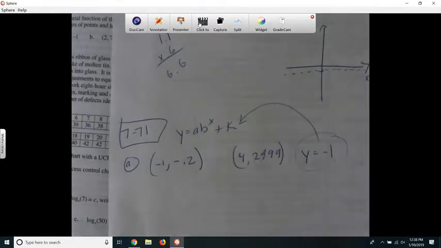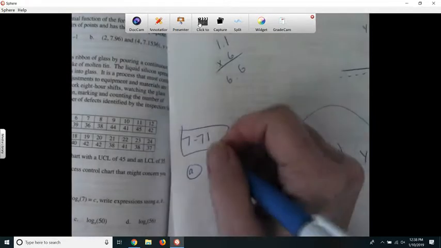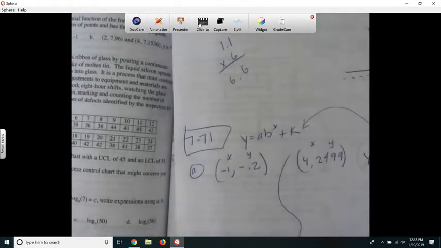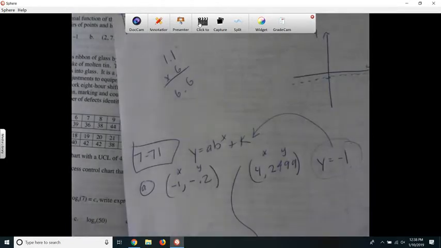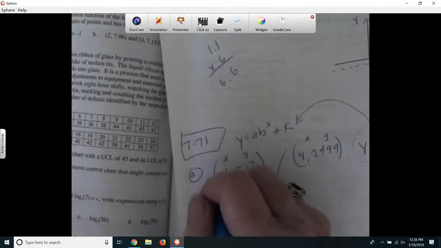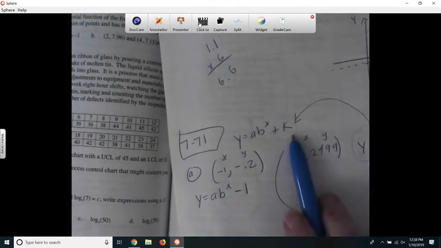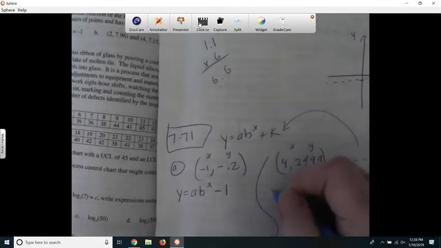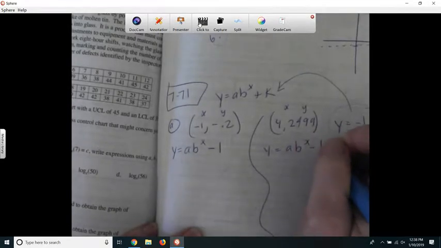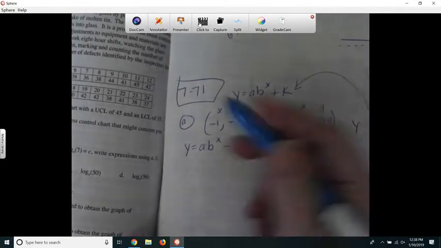So I think what I'm going to be doing is plugging numbers in. Here's an x, and here's a y, and here's another x, and here's another y. I think I'm going to do a system of equations and do some algebra and try to find out what a is and b. So over here, I'm going to start out with y equals a times b to the x minus 1, because we already know. Then over here, I'm going to do the same thing, y equals a times b to the x minus 1. But on this side, I'm going to plug in the x and the y. So it looks like x is negative 1.